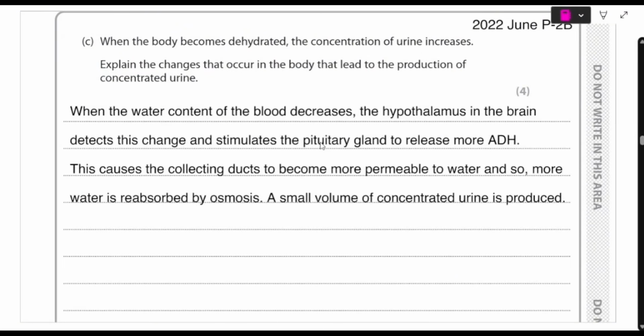So this is the answer. When the water content of blood decreases, the hypothalamus in the brain detects the change and stimulates the pituitary gland to release more ADH. This causes the collecting ducts to become more permeable, and so water is reabsorbed by osmosis. A small volume of concentrated urine is produced.